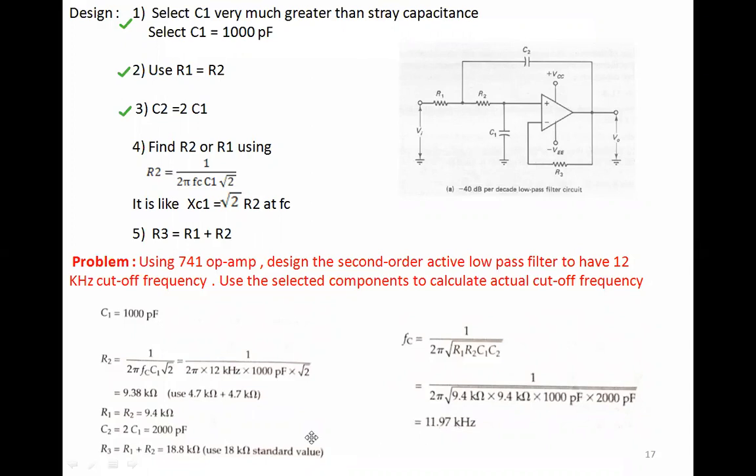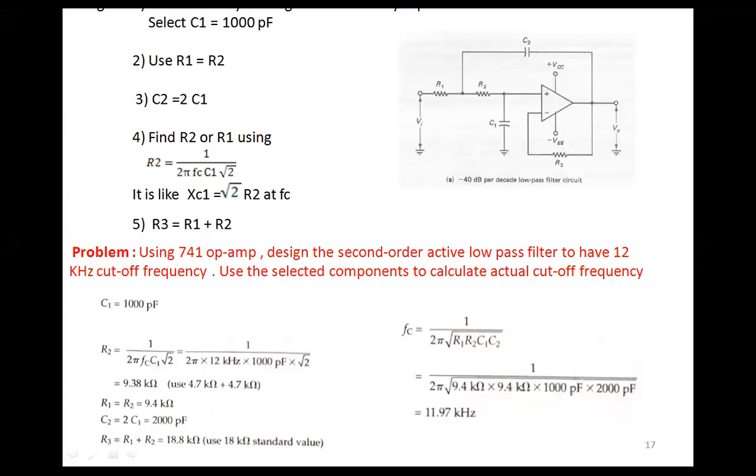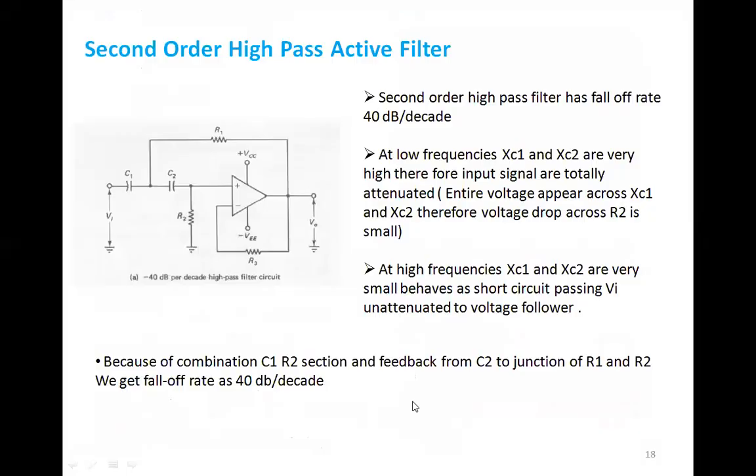So there's a slight change in the cutoff frequency. So that's the actual cutoff frequency, right? There's a difference here, as I was mentioning. 12 kilohertz was given, and when we recalculated and put in the practical values, it has actually come down by about 0.03 kilohertz, right?